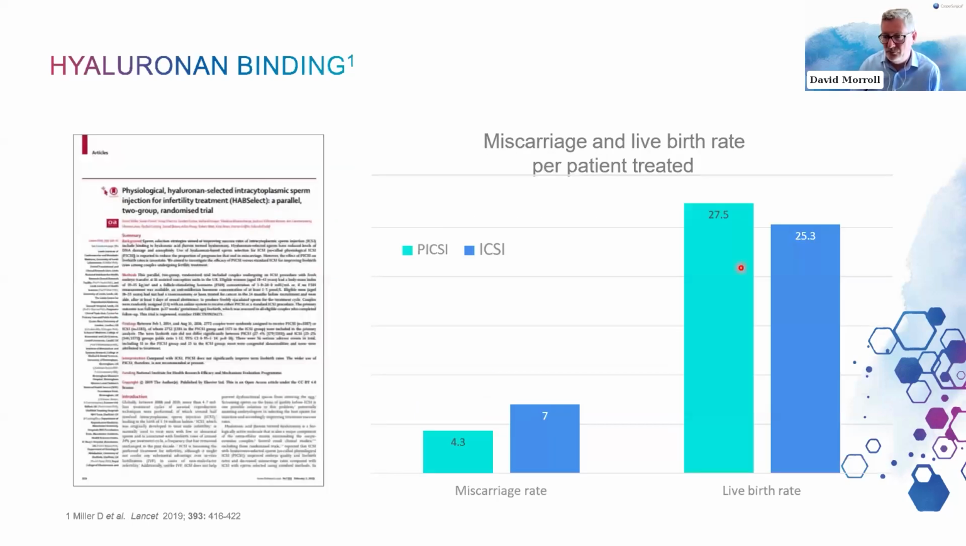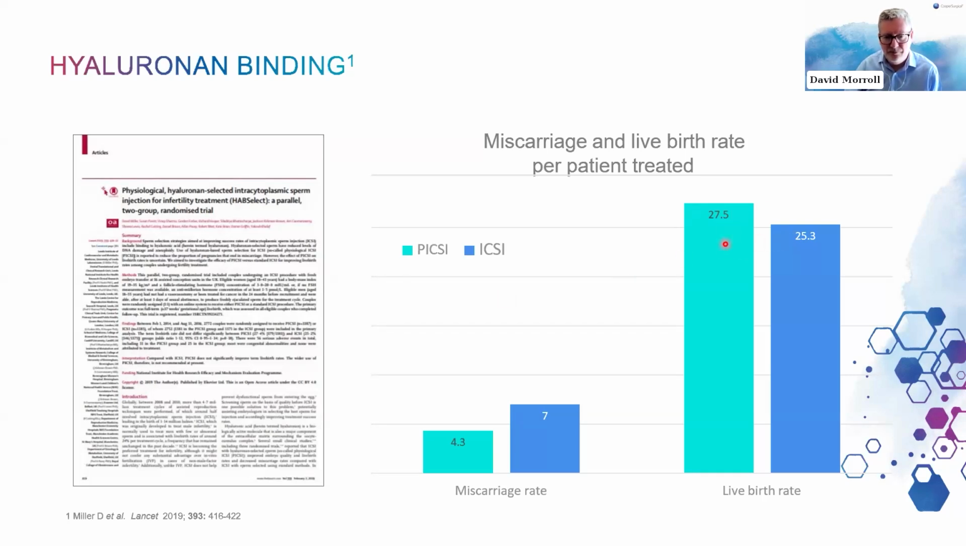And that was the same sort of finding that the HabSelect study in the UK found. So this was an unselected population of patients. We weren't looking for particular types of patient. If you were having ICSI, you could have PICSI if you were in the right arm of the trial. This was close on to 3,000 cycles.